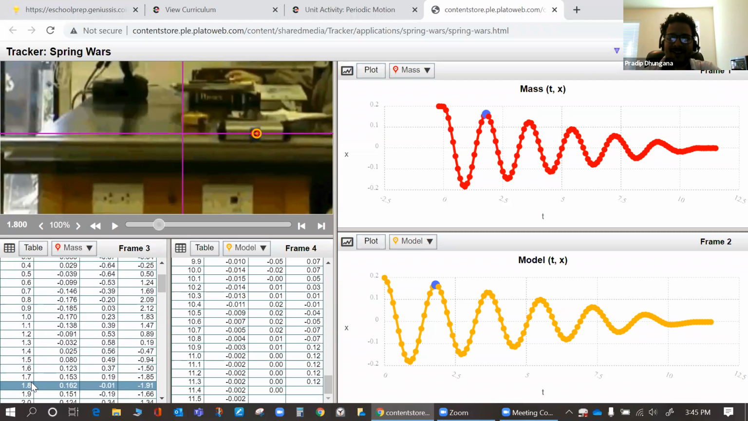I know this is a lot of information. I'm not sure you are following me or not. Please give me a thumbs up if you are following me. Or if you have any question, please unmute and ask me that question, or write your question in chat. Okay. So this is unit 5, unit activity, periodic motion.